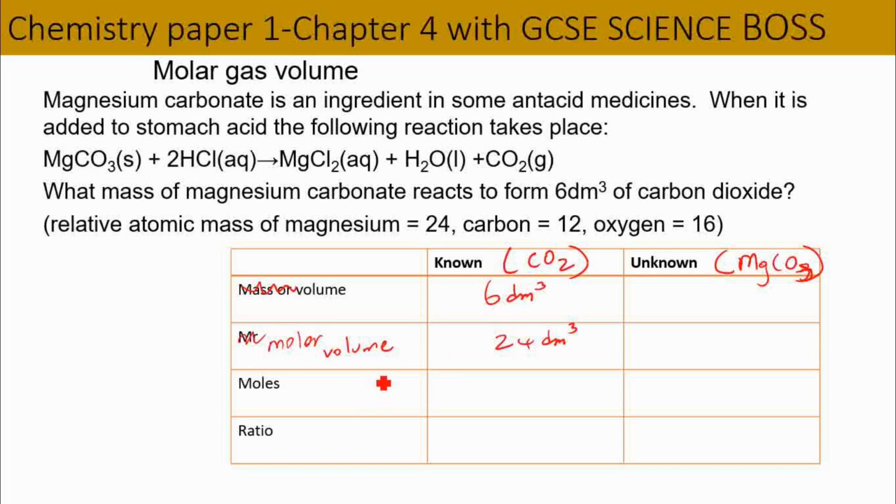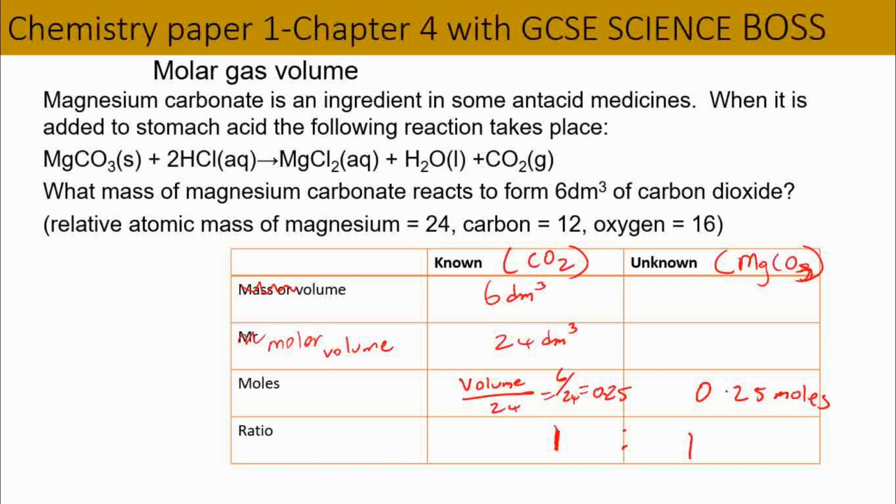Now we need to work out the moles. So moles is equal to the volume divided by 24. Okay, so it's going to be 6 divided by 24, which gives me an answer of 0.25 moles. So what's the ratio? Now, the ratio of carbon dioxide is 1 to magnesium carbonate, also 1. So it's going to have the same amount of moles here.